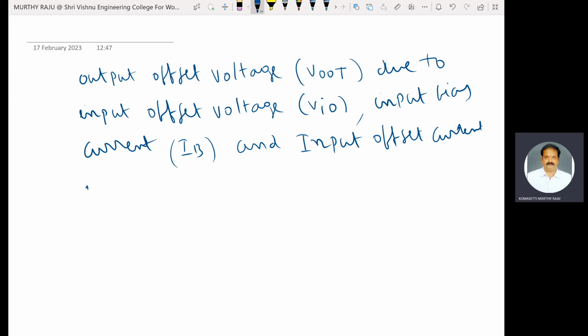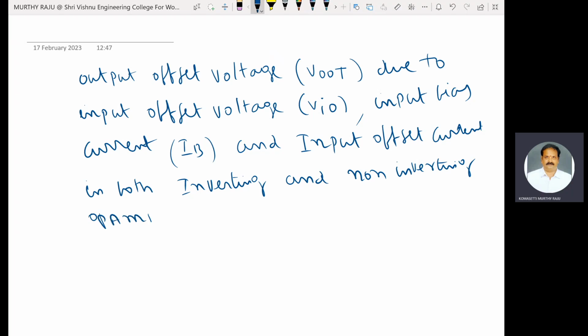in both inverting and non-inverting op amp with feedback.